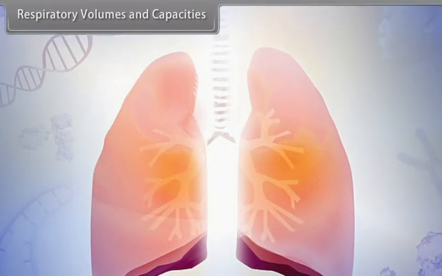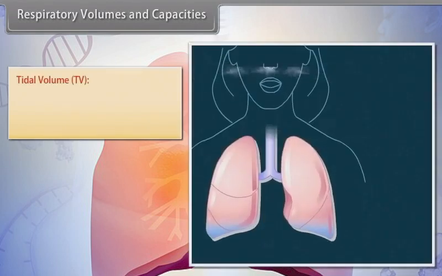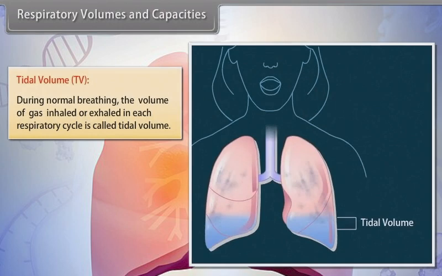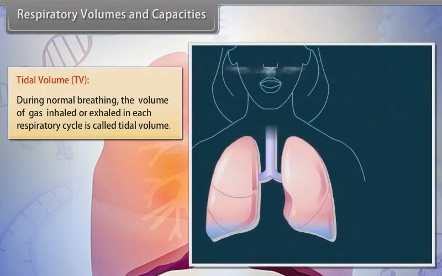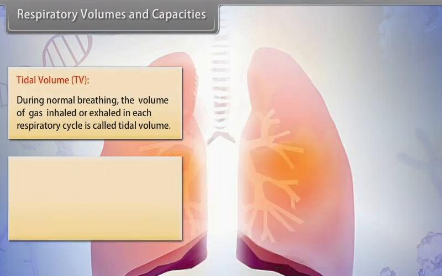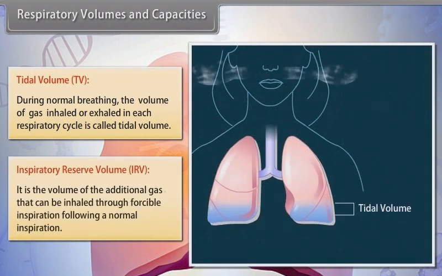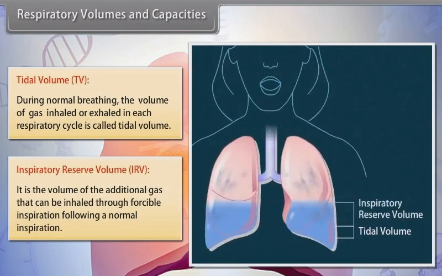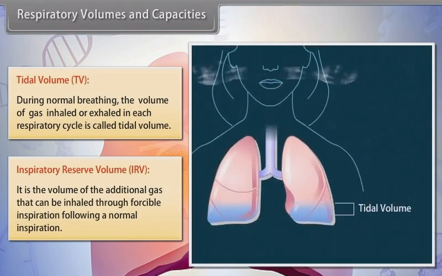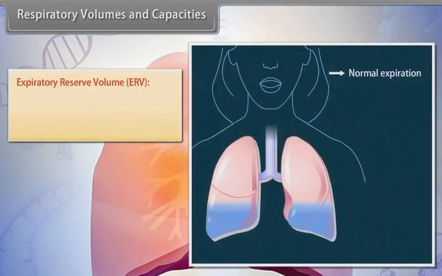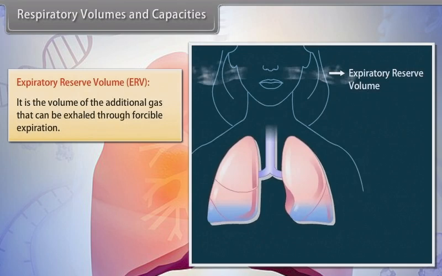Respiratory volumes and capacities. Tidal volume, TV. During normal breathing, the volume of gas inhaled or exhaled in each respiratory cycle is called the tidal volume. Inspiratory reserve volume, IRV. It is the volume of the additional gas that can be inhaled through forcible inspiration following a normal inspiration. Expiratory reserve volume, ERV. It is the volume of the additional gas that can be exhaled through forcible expiration.